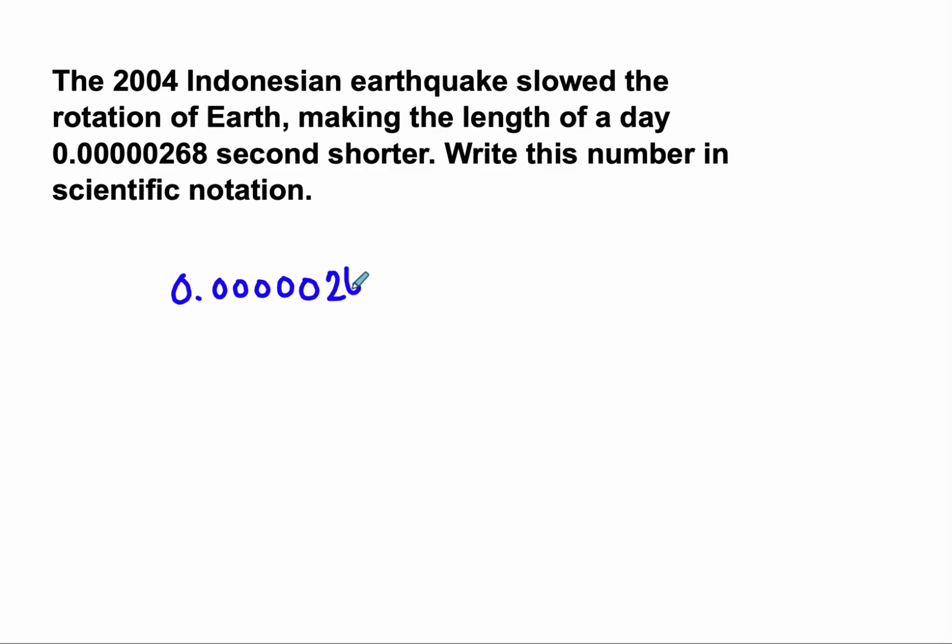And then 2, 6, 8. So the decimal goes in between the first two that are not zeros. So that would be in between the 2 and the 6. Then I count how many places I moved it. 1, 2, 3, 4, 5, 6 spaces. So I'm going to have 2.68 times 10, and then this is going to be a negative because I started with a number that was a decimal between 0 and 1.